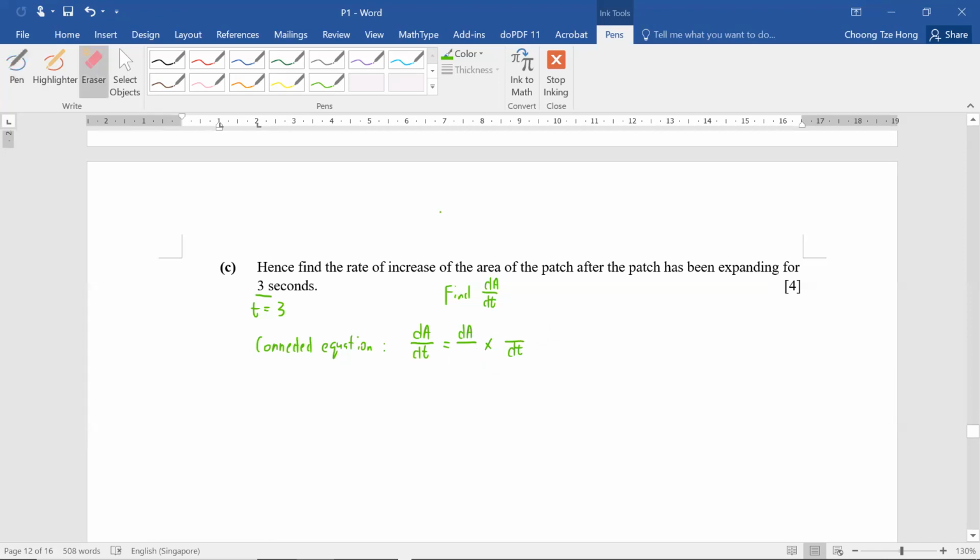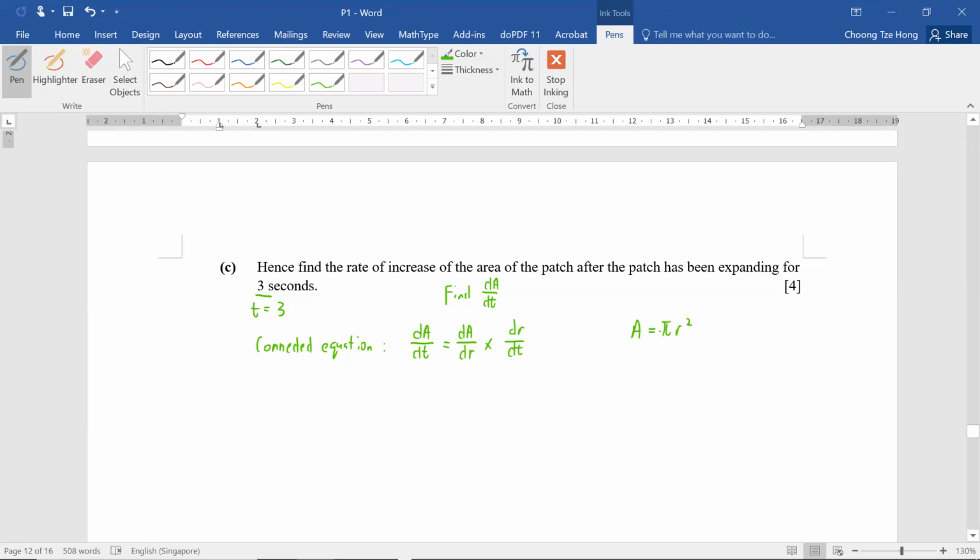So dr/dt is what we already have. Then what we need to find is the dA/dr, in order to complete the connected equation. So our aim now will be to find dA/dr. How are we going to find dA/dr? Don't forget that now the water droplet is a circle. So if it's a circle, then A is going to be equal to pi r square, the equation of the area of a circle.